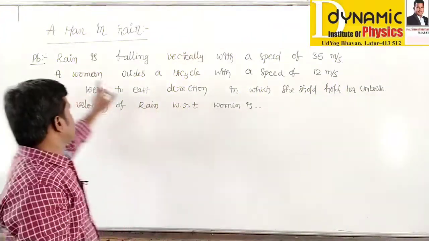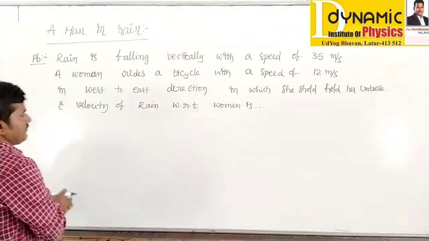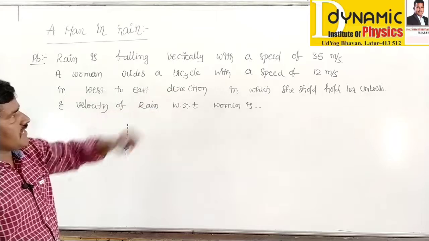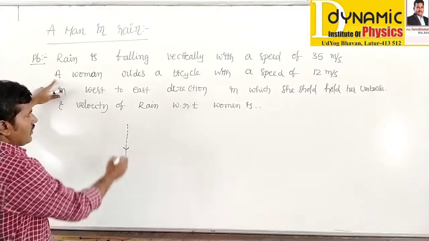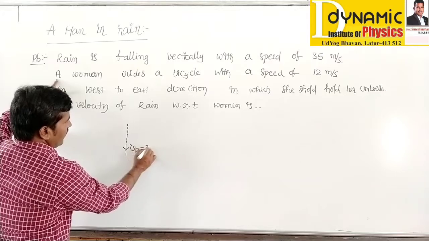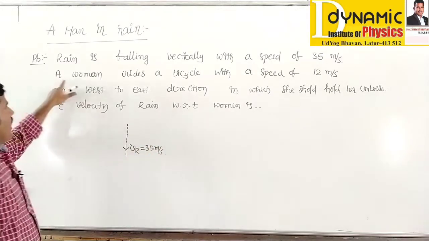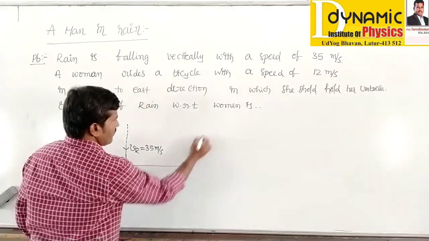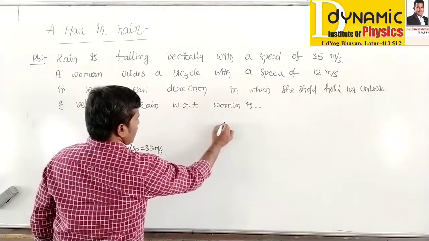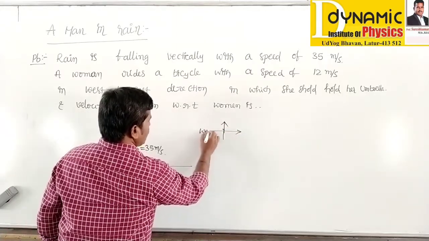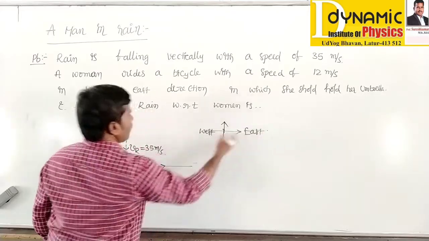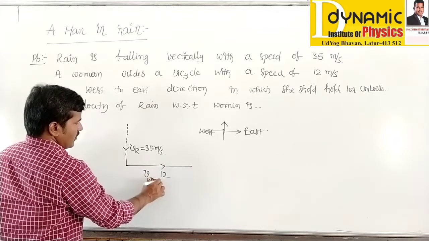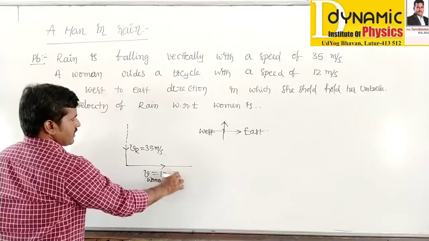Okay, second problem. The rain is falling vertically with a speed of 35 meter per second. The velocity of rain is 35 meter per second. A woman rides a bicycle with a speed of 12 meter per second towards east, so this is west to east direction. This is the speed of the woman, 12 meter per second.